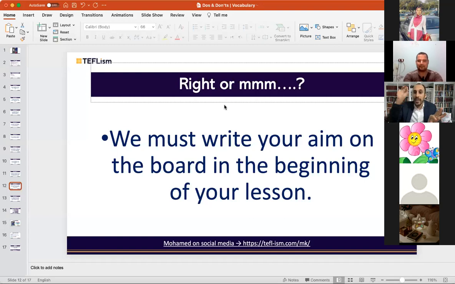لو كتبت لهم grammar present perfect على البورد حتى بشكل مختصر I put them off. I completely disengaged them بالذات لو ما بيحبوش الجرامر. طيب لو كتبت read أو listening وهم شايفين ال listening صعب, by the end of the lesson students will be able to listen for gist and specific information. ايه ده؟ كتير تقيل قوي عليهم كده.